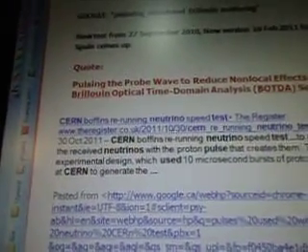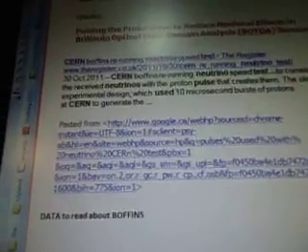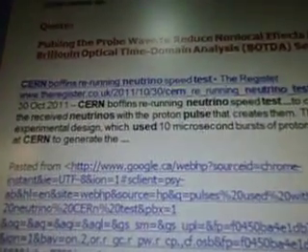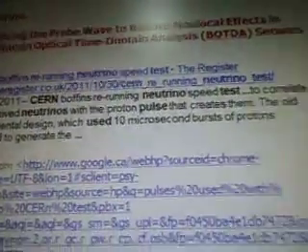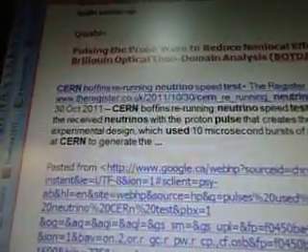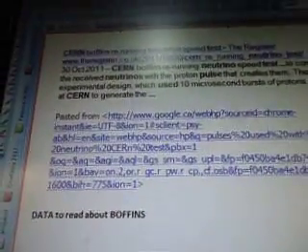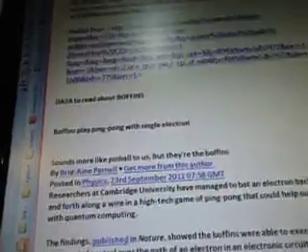CERN Boffins rerunning neutrino speed test to correlate the received neutrinos with the proton pulse that creates them. The old experimental design which used 10 microsecond bursts of protons at CERN to generate.